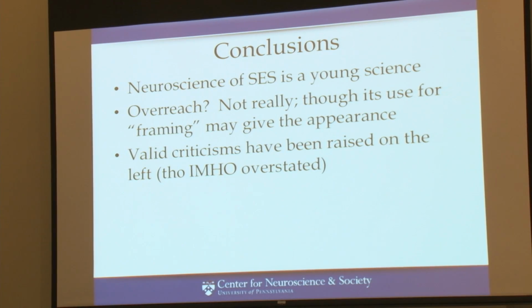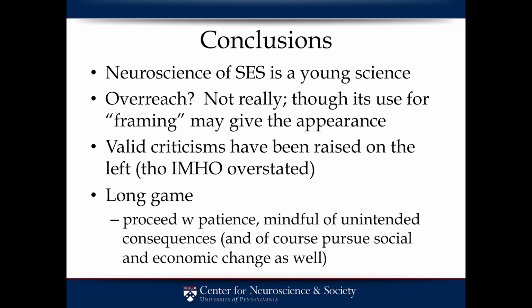The framing, I think, really has led to some of that overreach appearance. Some of these Bolshevik sociologists have raised valid criticisms. I think they're overstated, but I think we need to take them into account. Like, are we moving the discourse too far away from social changes that need to take place by talking about the brain? And I just want to say, like all science, this is a long game. We've got to play a long game. We have to proceed with patience to really figure out what's going on scientifically. We need to be mindful of the unintended consequences and pathologizing poor people. And we need to pursue social and economic change as well.